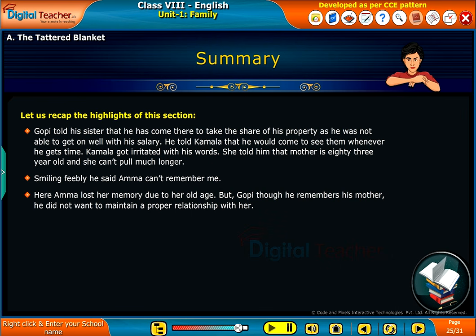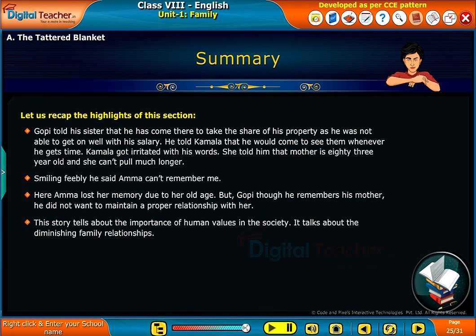Here, Amma lost her memory due to her old age. But Gopi, though he remembers his mother, did not want to maintain a proper relationship with her. This story tells about the importance of human values in the society. It talks about the diminishing family relationships.